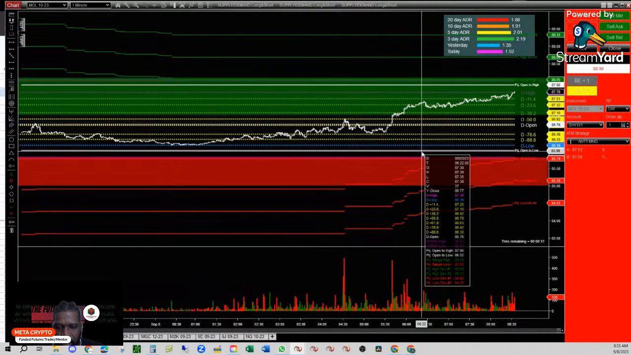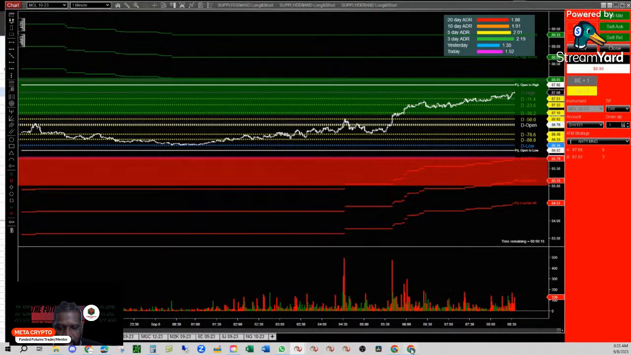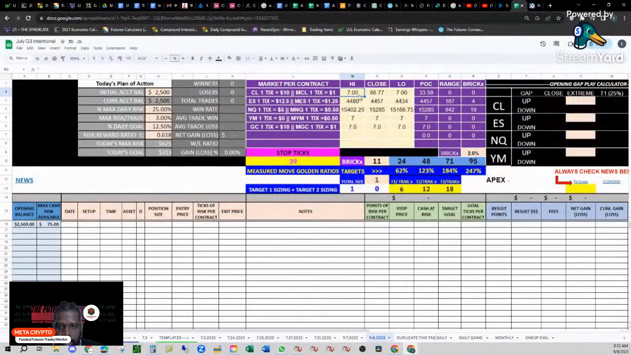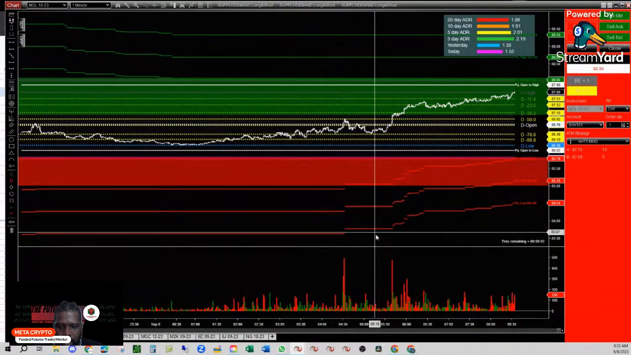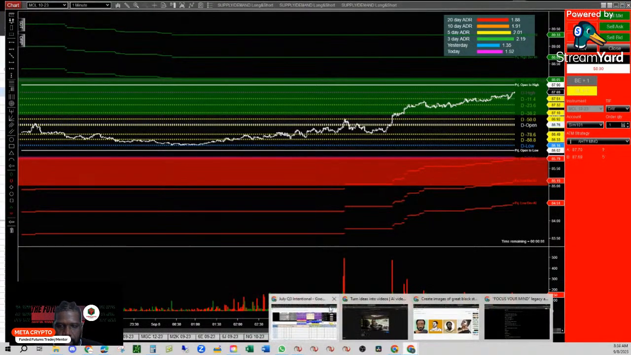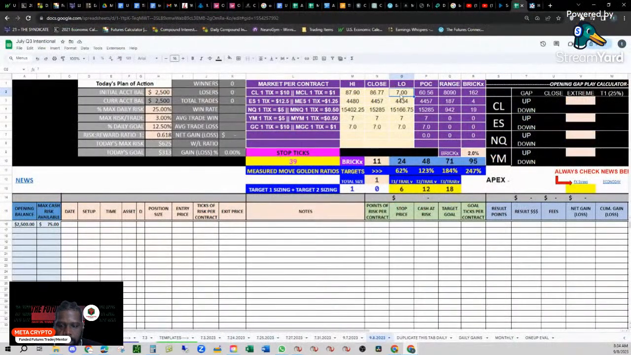Projection open high 87.90. Projection open to low 86.02. See, 4 brick for CL, MCL.